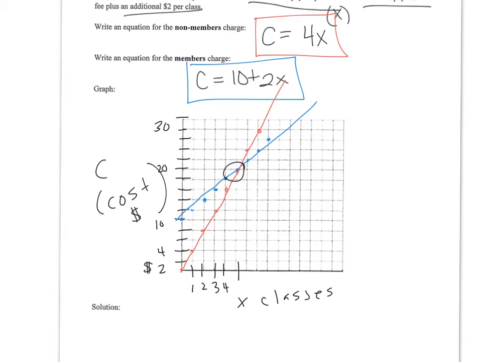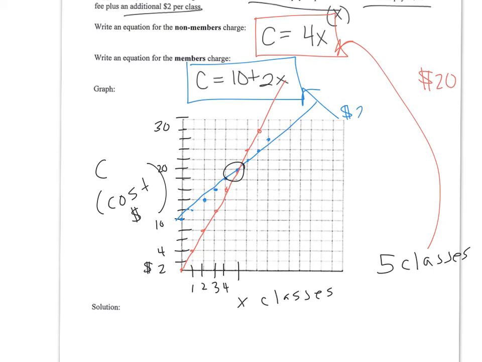1, 2, 3, 4, 5. 5 classes here. I'm going to double check this. 1, 2, 3, 4, 5. Up 1, right 2, up 1, right 2. Okay, so at 5 classes, the cost is the same. So I'm going to check, does it make sense with my equations if I got 5? If I let x be 5, the cost is 20 for this function. If I let x be 5, the cost is 20 for this function. So at 5 classes, they are the same. So you want to become a member if you're going to do more than 5 classes. If you're not going to do 5 classes, then you should just not be a member.